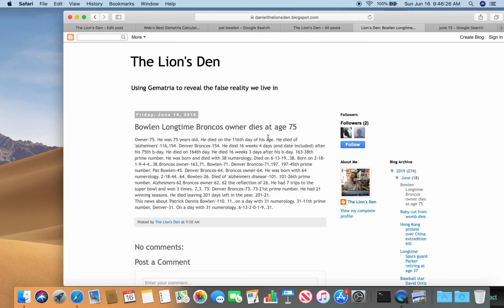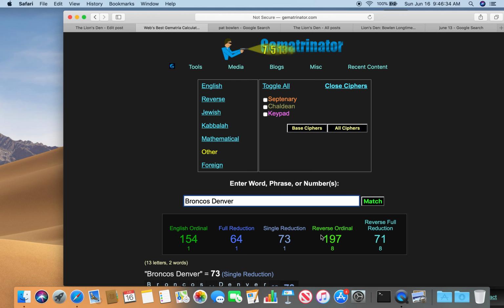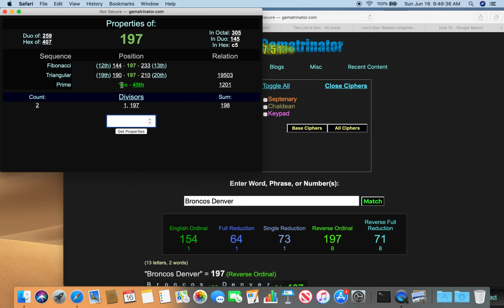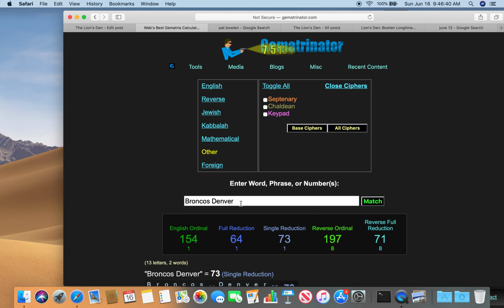And why is that interesting? Well, 197 is the 45th prime number, and Pat Bowlen equals 45. If you look at 197, it's the 45th prime. Pat Bowlen equals 45. See that? In the reverse reduction cipher.